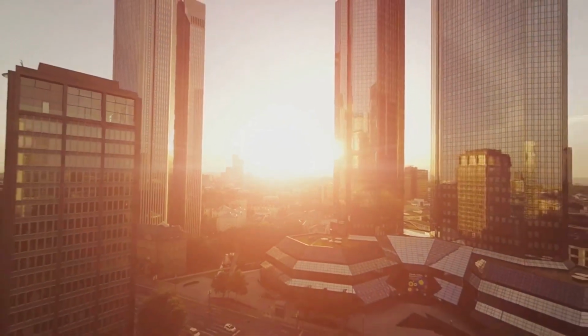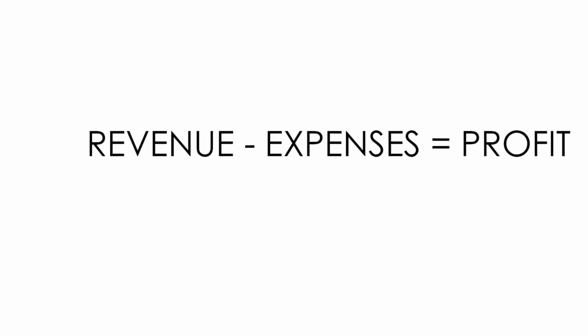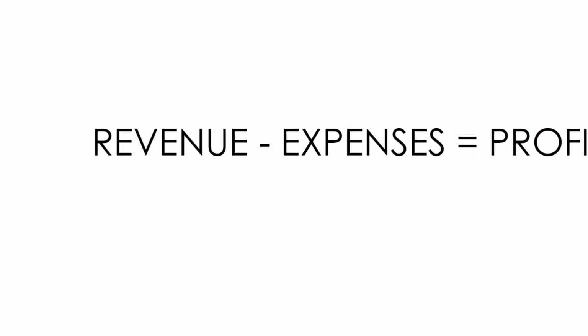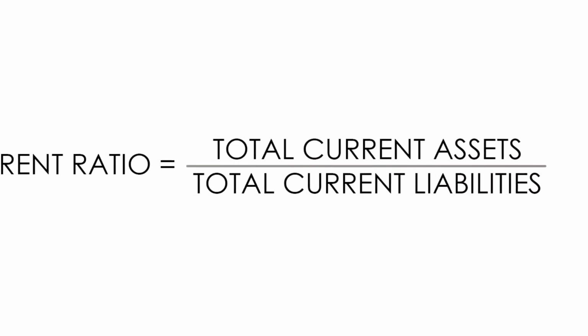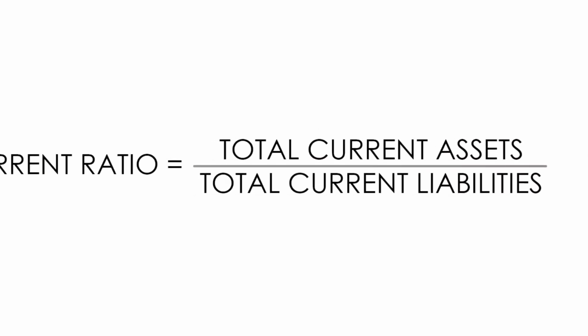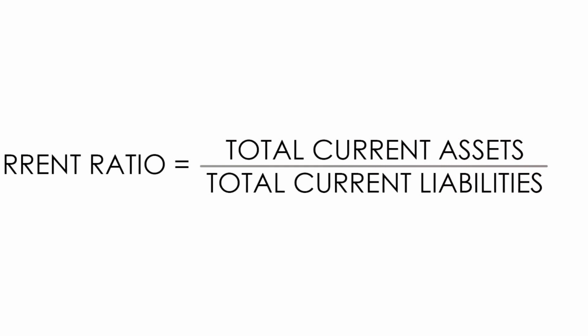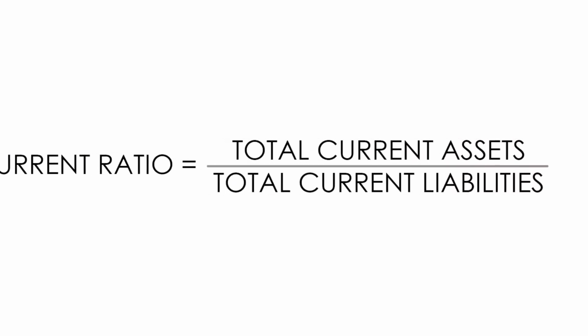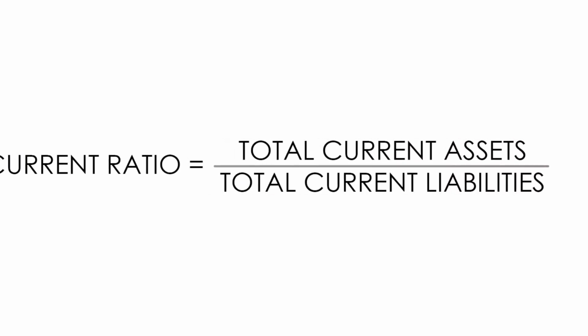This is the most fundamental financial equation. By subtracting your expenses from your revenue, you can determine your firm's profitability. Moving on to the current ratio, this is calculated by dividing total current assets by total current liabilities. It essentially measures your firm's ability to meet its short-term obligations.